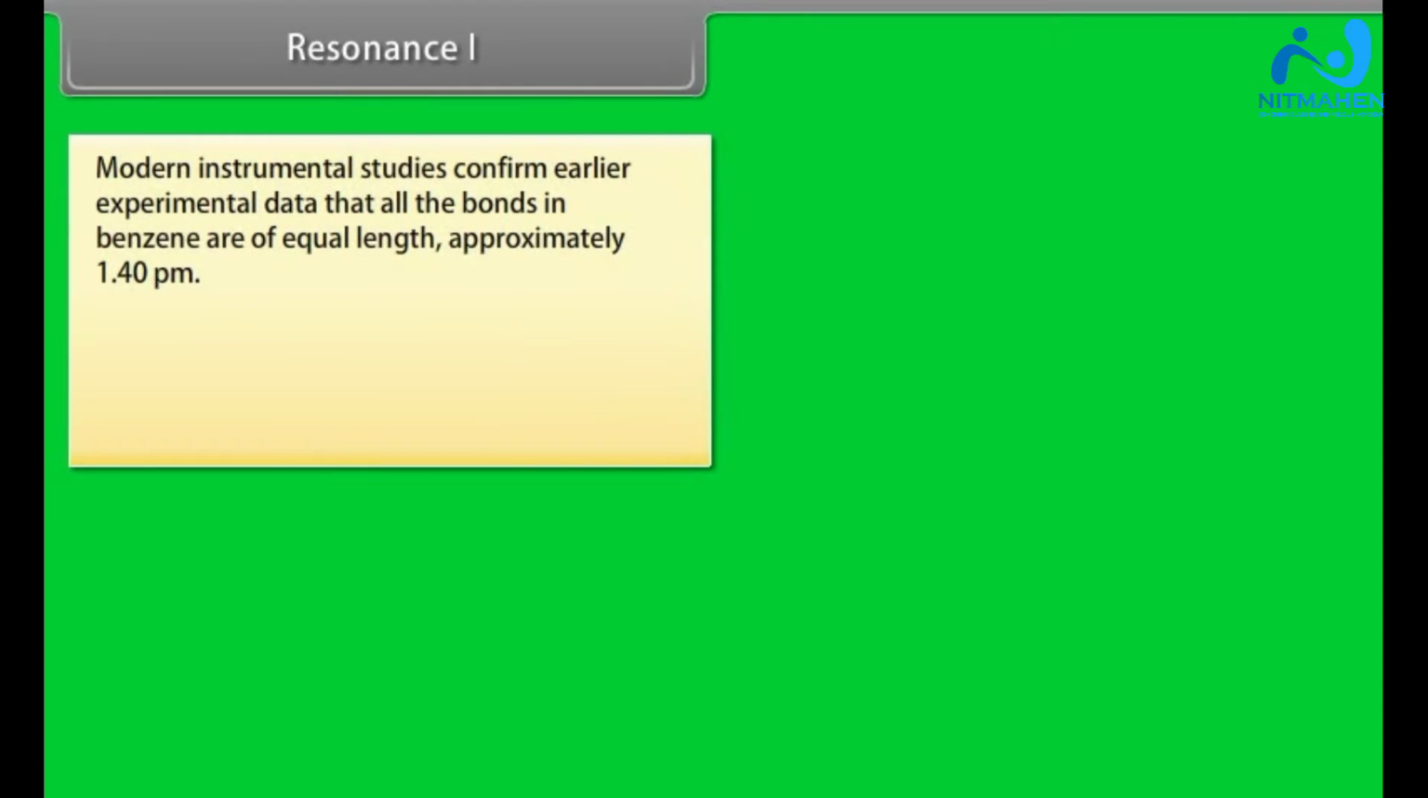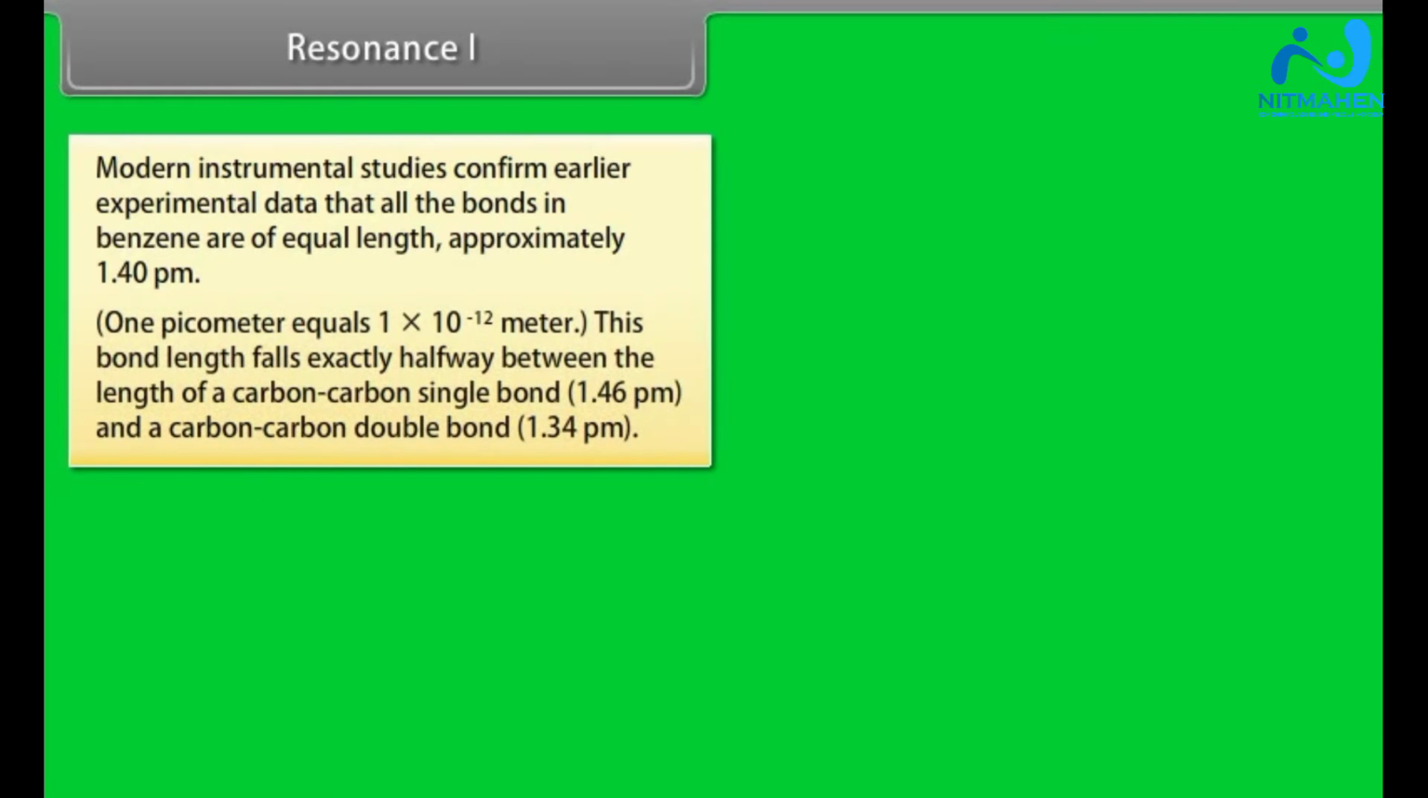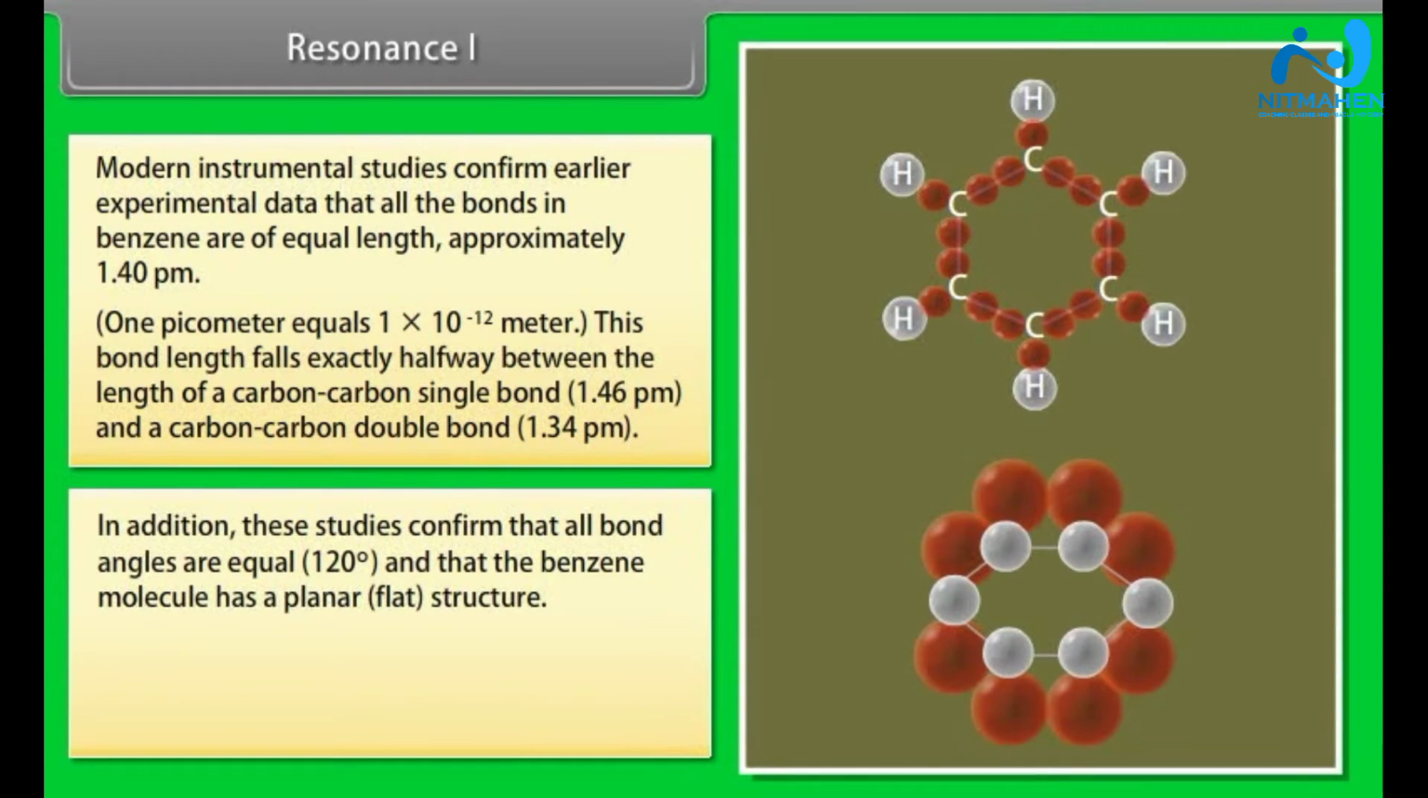Resonance 1. Modern instrumental studies confirm earlier experimental data that all the bonds in benzene are of equal length, approximately 1.40 picometer. 1 picometer equals 1 × 10^-12 meter. This bond length falls exactly halfway between the length of a carbon-carbon single bond, 1.46 picometer, and a carbon-carbon double bond, 1.34 picometer. In addition, these studies confirm that all bond angles are equal, 120 degrees, and that the benzene molecule has a planar or flat structure.